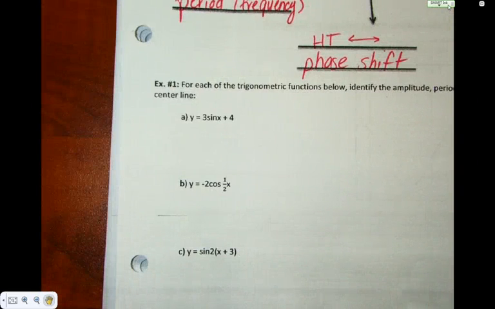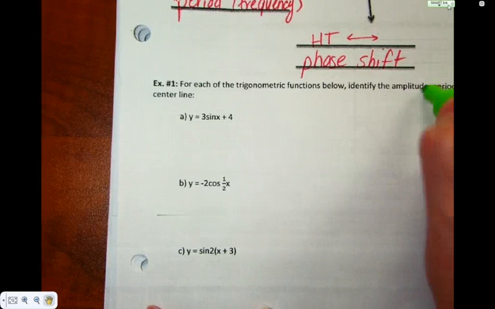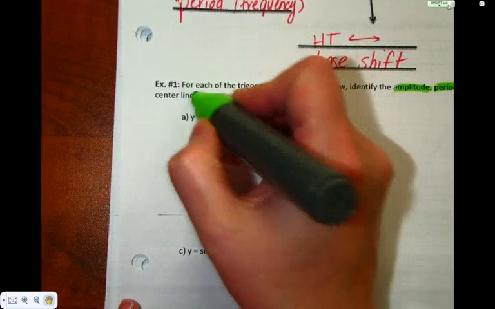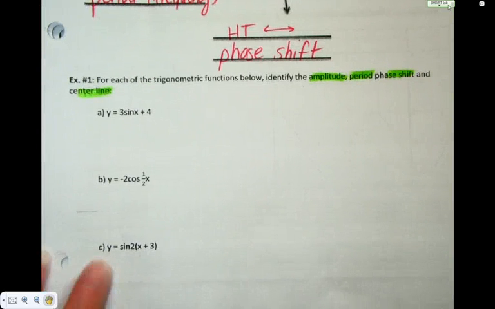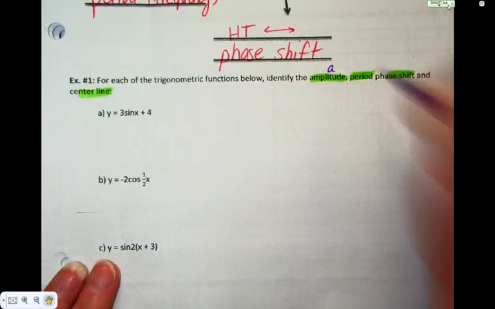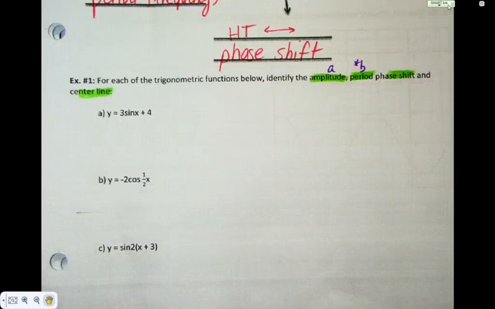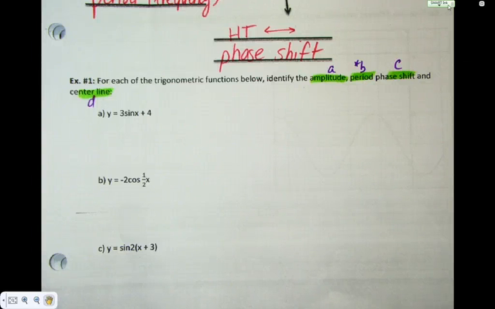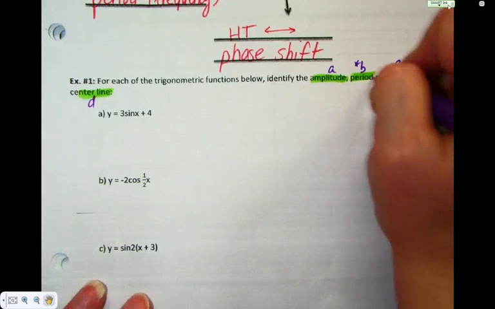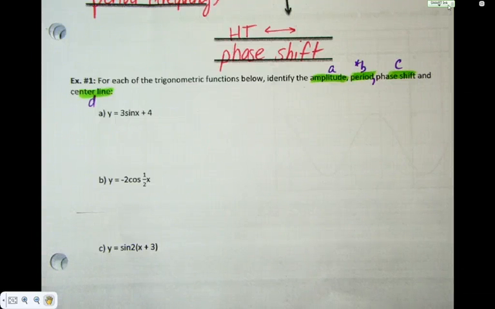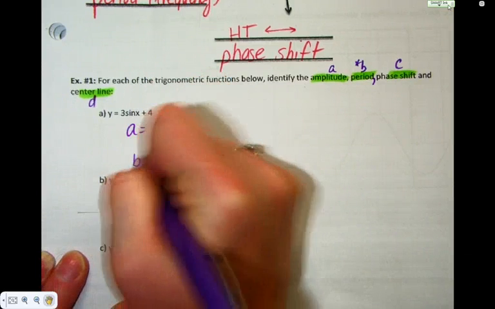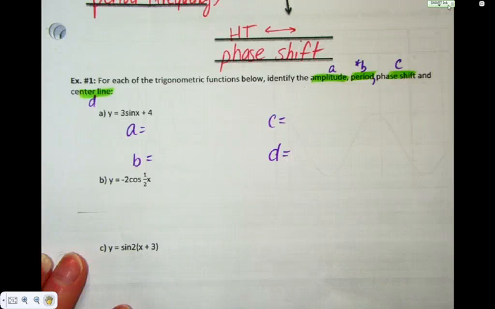So for the trigonometric functions below, we're going to identify the amplitude, period, phase shift, and center line. Because mathematicians don't like words, they scare us. Amplitude is A, period is B, and I'm putting a star because I'm going to come back to that one. Phase shift is C, and center line is D. So A, B, C, and D.